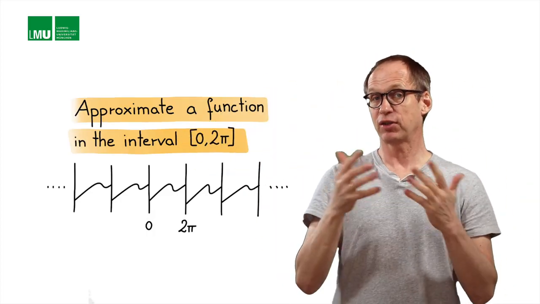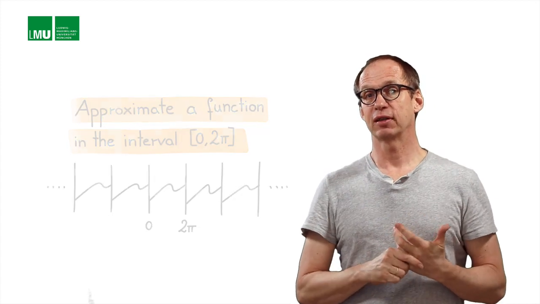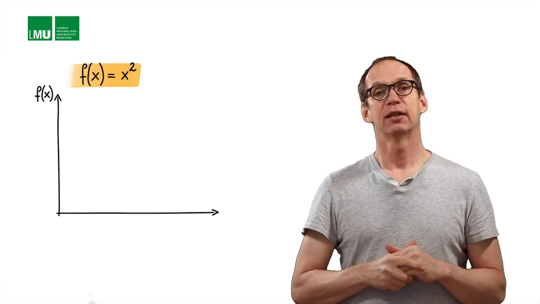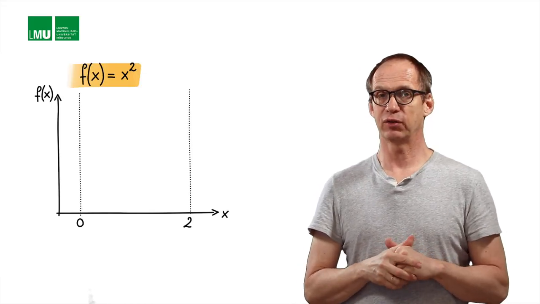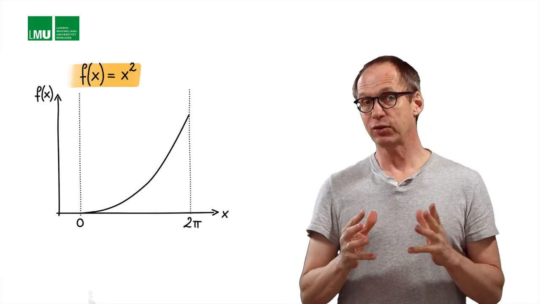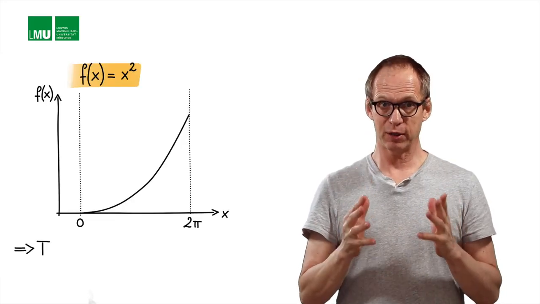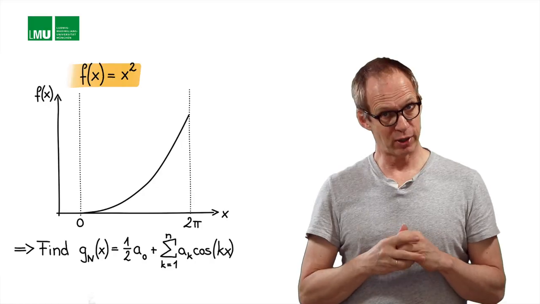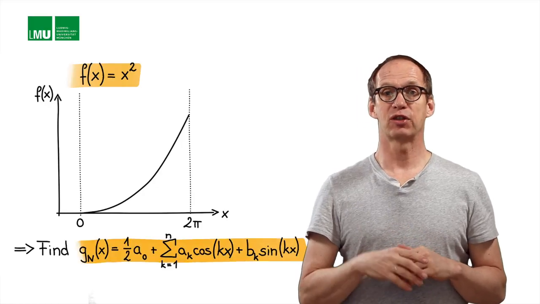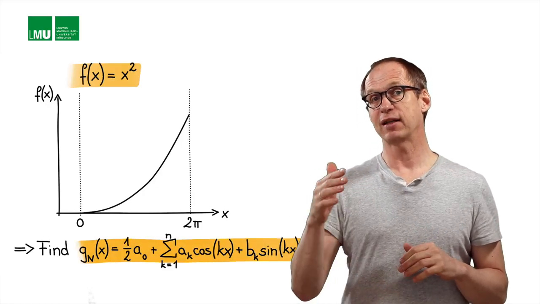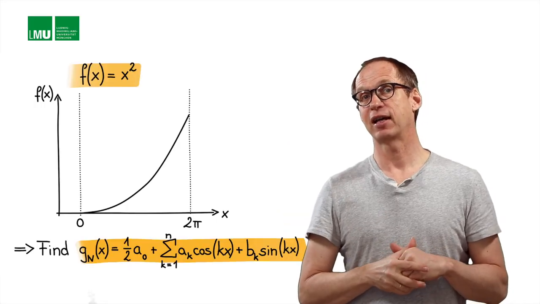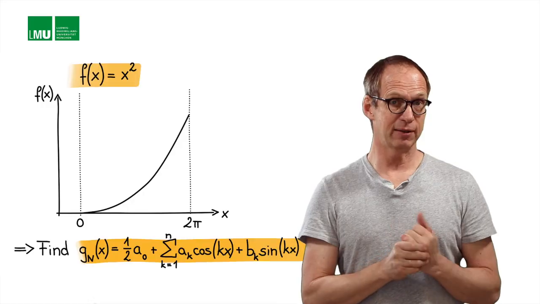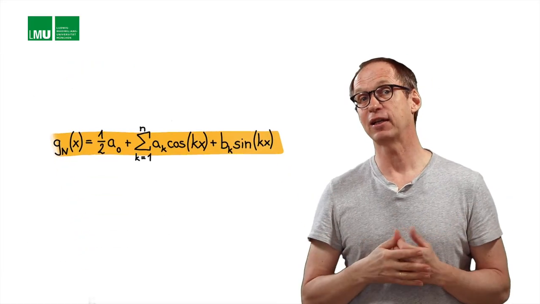So as a function, we use x squared. f of x equals x squared, and you see it here defined in the interval 0 to 2 pi. So what we need to do now is to find the approximate function gn of x. The equation is again given here, which is a0 divided by 2 plus a sum over weighted sine and cosine terms. So now how to calculate the coefficients ak and bk?